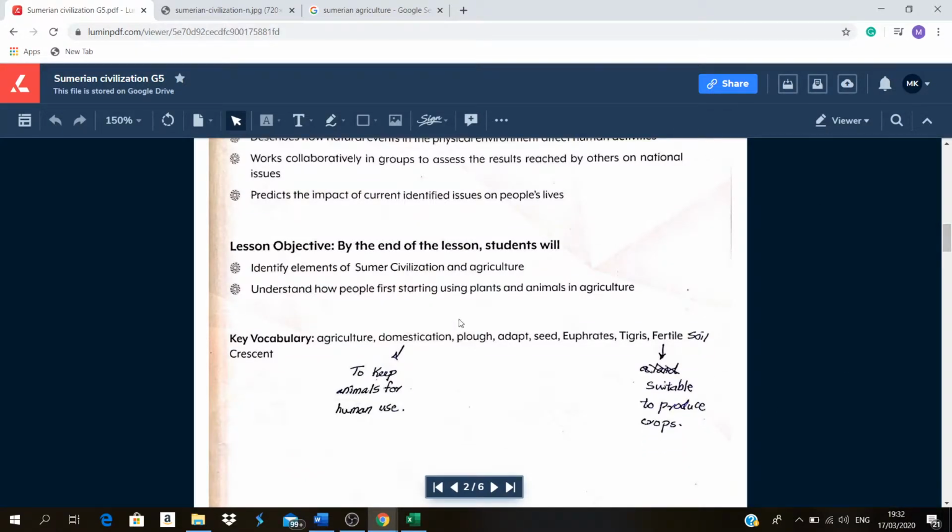Let's see the vocabulary. Agriculture, which means farming. We learned this before. Domestication means to keep animals for human use. Also, plow, adapt, seed, Euphrates, Tigris, fertile. Fertile means, do you remember? Suitable to produce crops, when we spoke about the Nile River and the land around it. The last word is crescent.